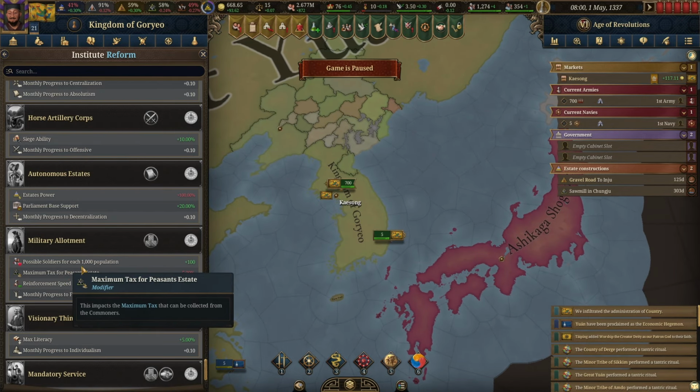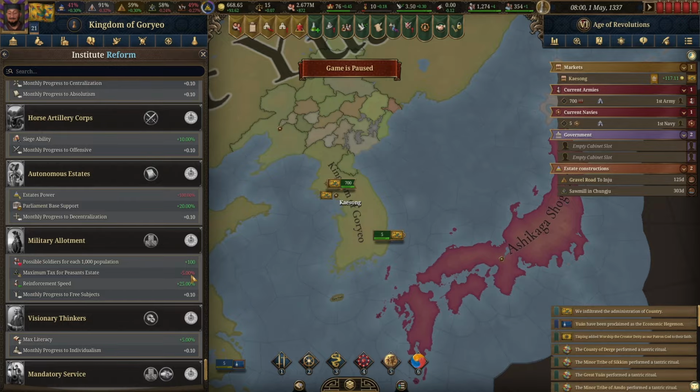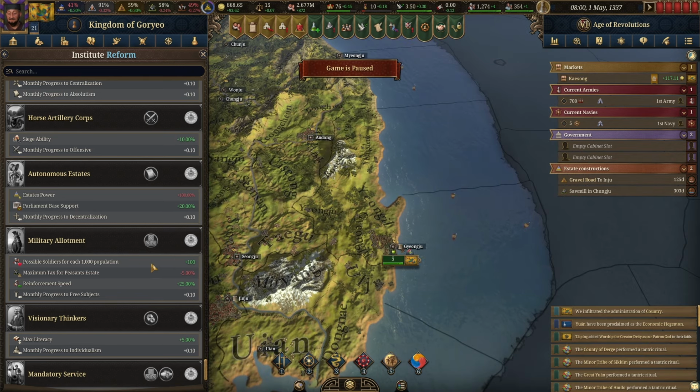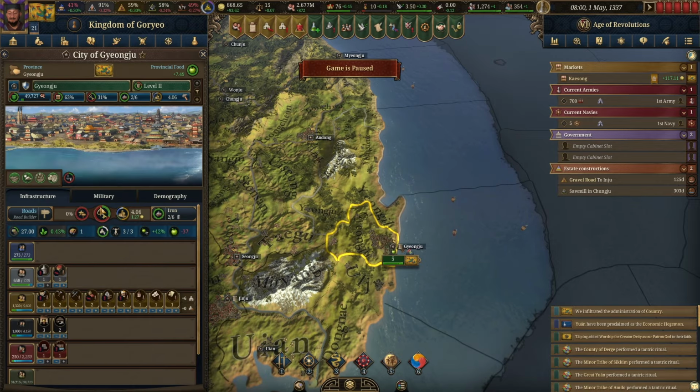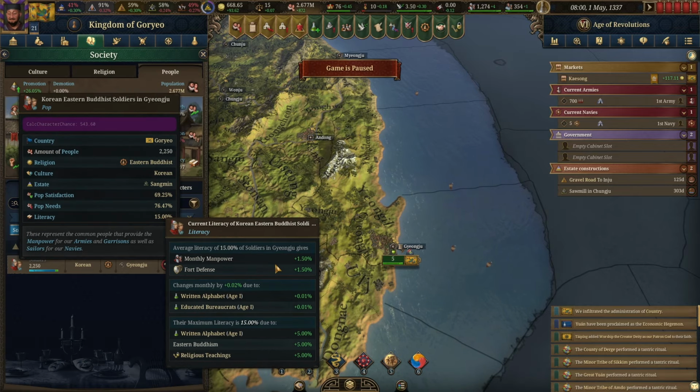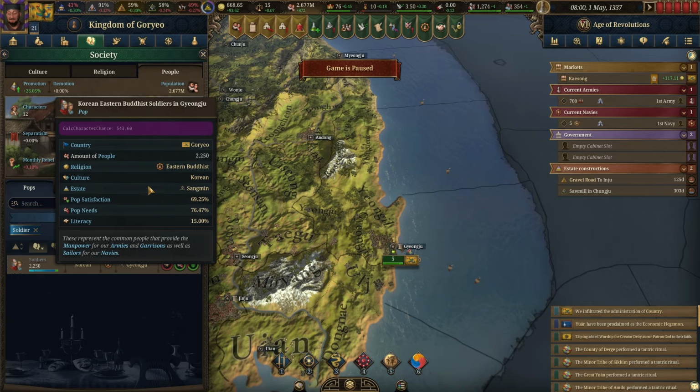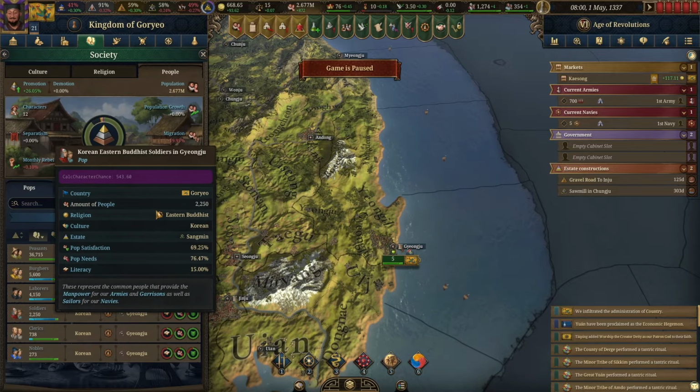It does decrease the max tax for the peasantry by 5, but it increases reinforcement speed by 25% and increases monthly progress to free subjects of 0.10. The real question is, how useful would it be having an extra 100 soldiers in every location for every 1,000 pop? Well, you need to think about what soldiers actually do. Soldiers, based on their literacy level, give manpower and fort defense in the locations they're in. They do count as peasants, even though they're soldiers. So something to be aware of.